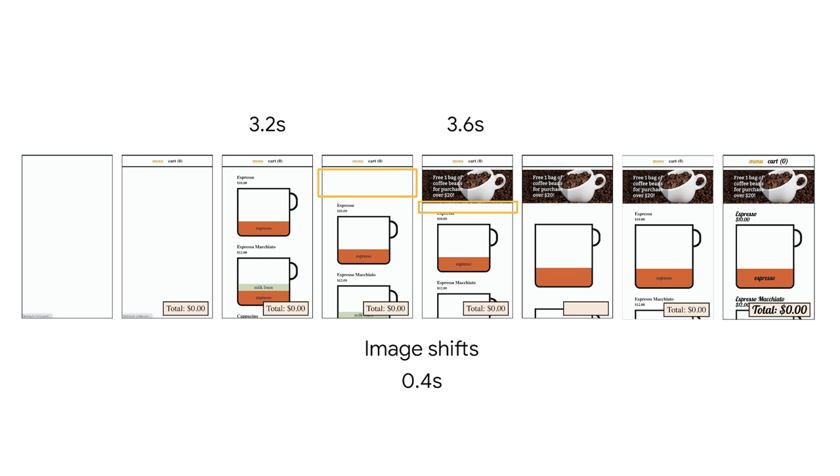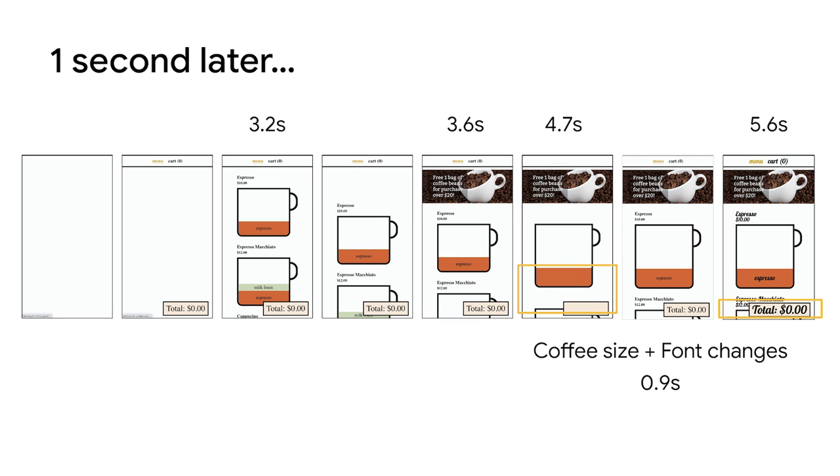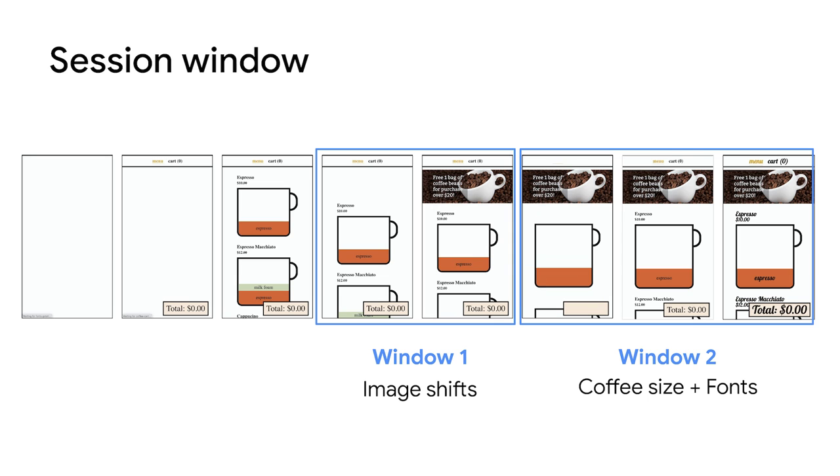The first group of rapid shifts happens when the image is loaded, and it happens in under 0.4 seconds. The second group of rapid shifts happens 1 second later, due to the cup size changes and the new font, and it happens within 0.9 seconds. For each group of these rapid layout shifts, we name them as session windows. So we have two windows here.